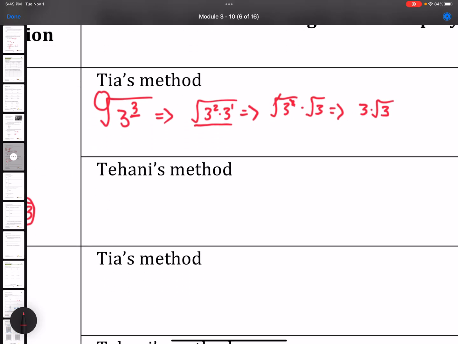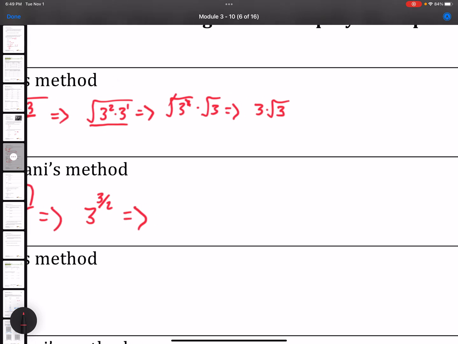Okay, for Tahani's method now, we're still going to start with the square root of 3 cubed. But now we want to take this and make it an improper fraction in the exponent. Remember, that is an implied 2, so it'll be 3 to the 3/2 power. And remember that she went from an improper fraction to a mixed number. If we make this a mixed number, there is 1 2/2 in there, which makes 3 to the first plus there's still 1/2 left over.